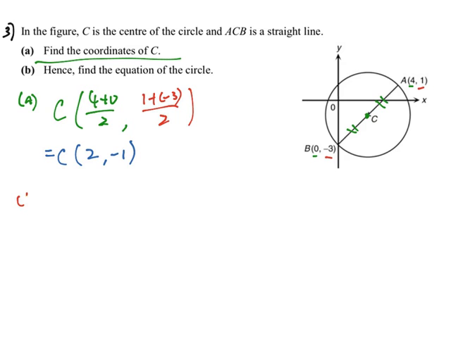Next, for part B, find the equation of the circle. We have the center, so we need to find the radius, and then we can find the equation of the circle. For the radius, we can use point C to point A, or point C to point B. Actually, you can choose any one, but I will choose B.